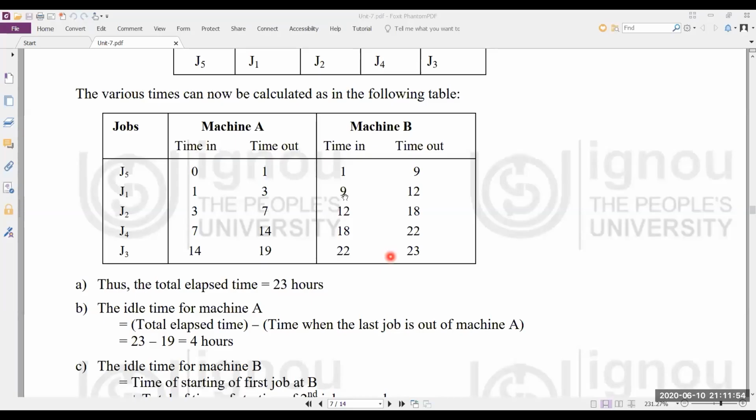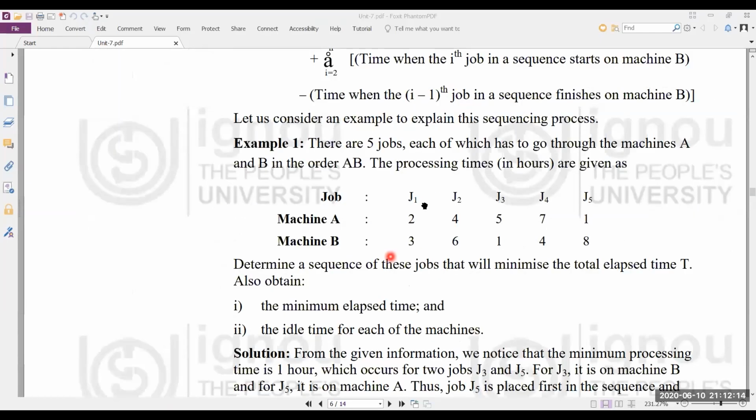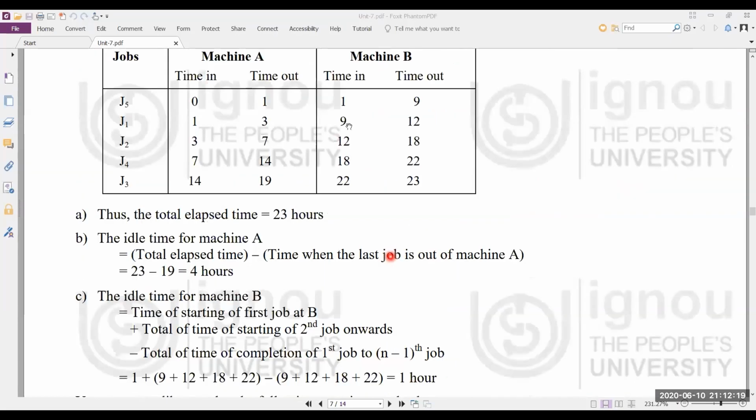So as machine B will be free after 9 hours, it will take the second job, that is the J1 job, and start the J1 job. How many hours does machine B take? For J1, it is 3 hours, starting at 9 and taking 3 hours. So 9 plus 3 is equal to 12 hours. So after 12 hours, the J1 job will be completed on machine B.